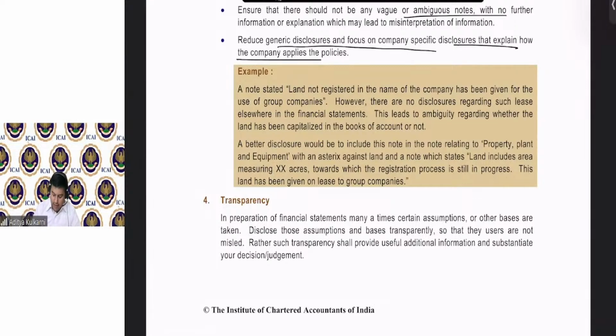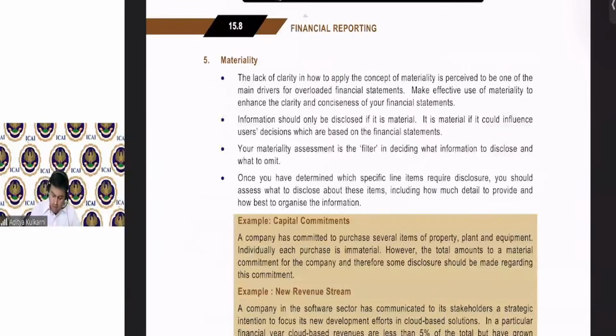So that is one. Then you move on to transparency. Be very open in your disclosures. Do not hide the data. Transparency shall provide useful additional information and substantiate your decision or judgment.